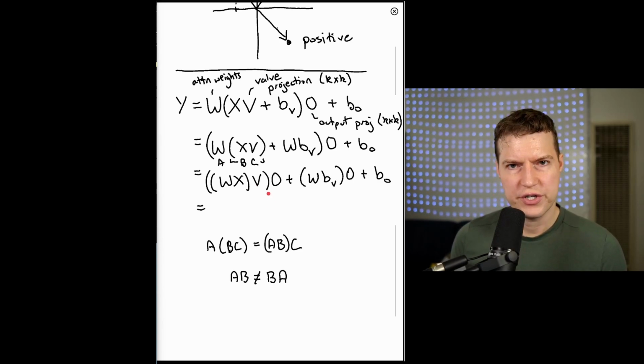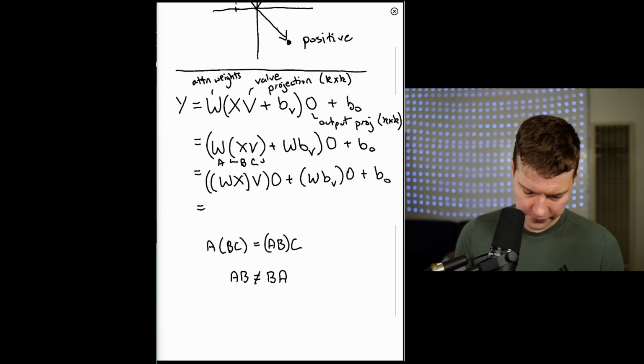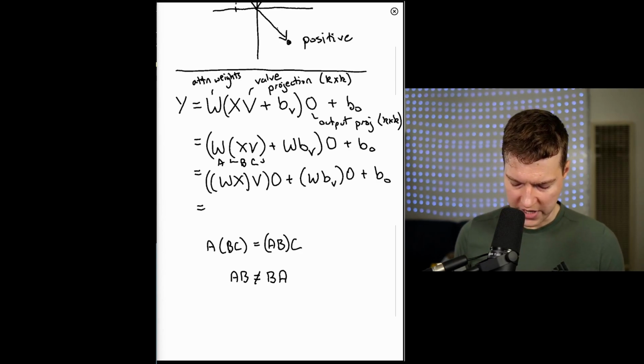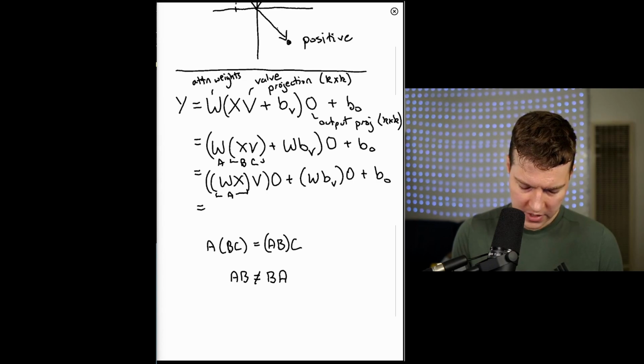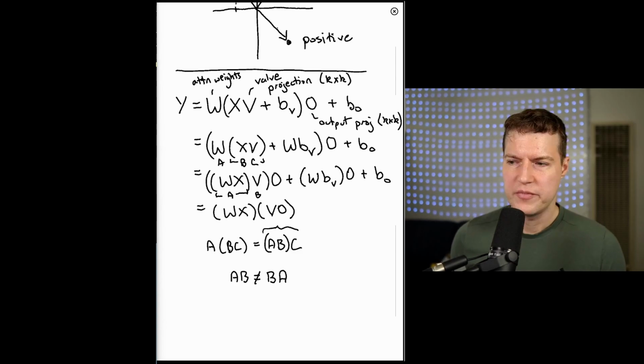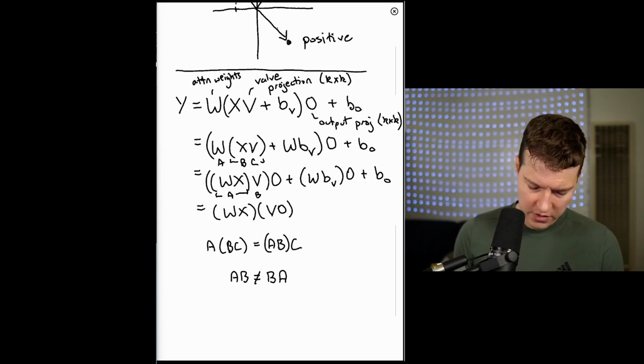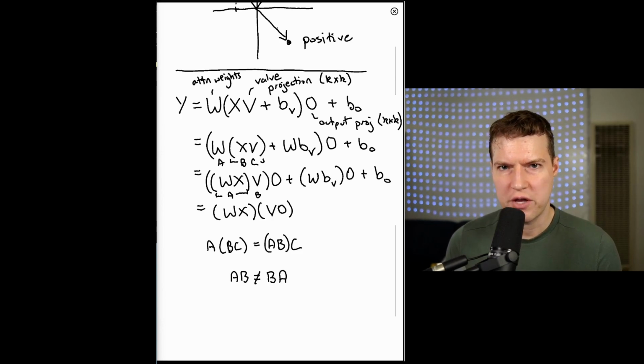All right, now let's get rid of some of these extra parens. I'm going to use associativity again on this first one. This time it's a little harder to see. This will be A, and this will be B. I'm just going to rearrange this slightly. I'm doing this because I can now treat VO as a single matrix.